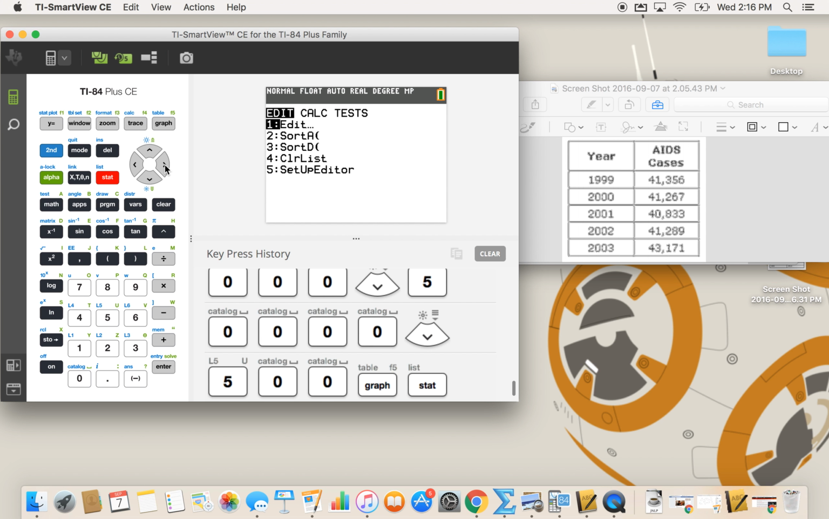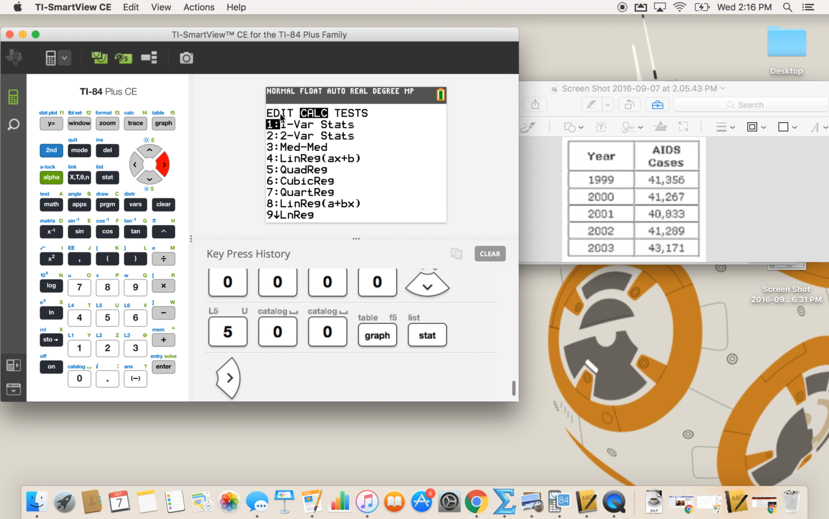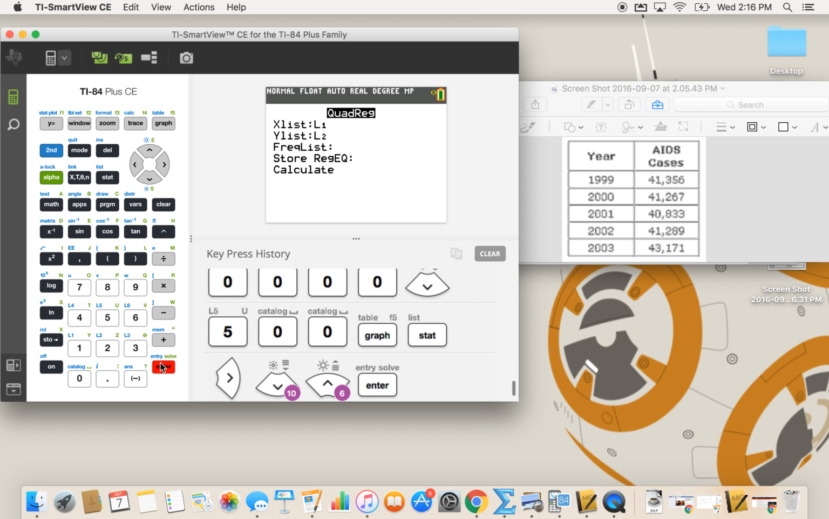Okay. Now, when I want to do a quadratic regression, or any type of regression, I go over into Calc, and I can see all my different types of regression are here. So 4 is linear, 5 is quadratic, 6 is cubic, 7 is quartic, 8 is another linear. I'm not really sure why there's 2. Maybe someone can find the answer for me. 9 is logarithmic. 0 there is exponential, and that's the type that we were looking at today. But anyway, I'm thinking this is probably quadratic, so I'm going to pick 5.